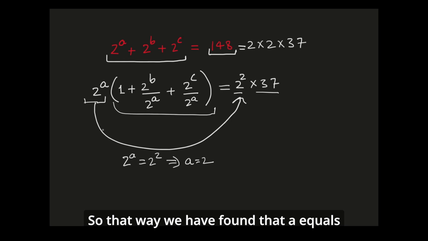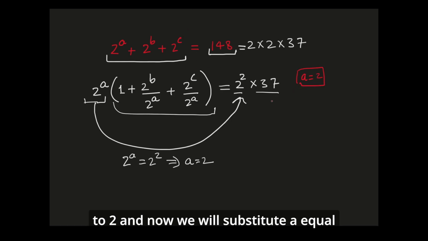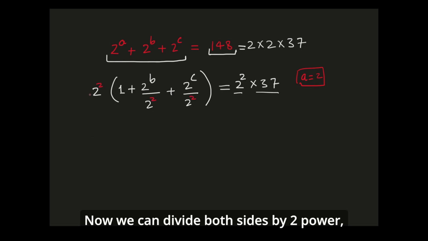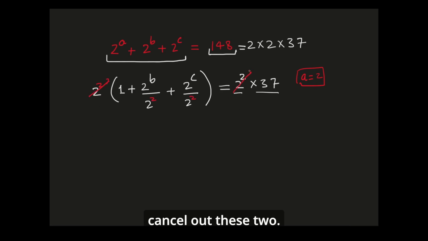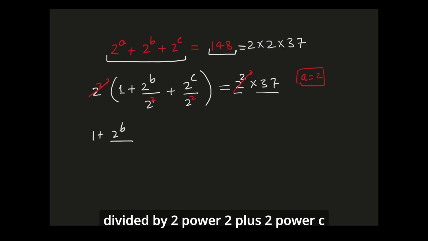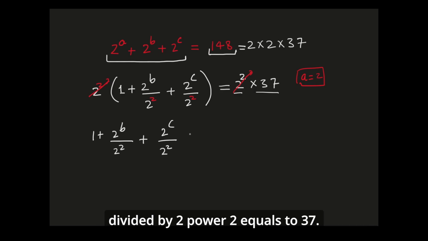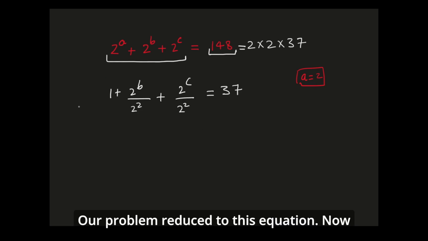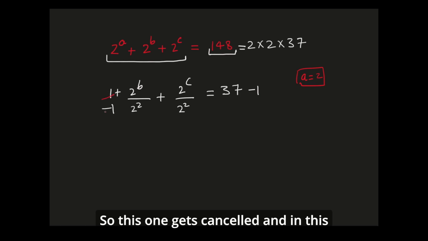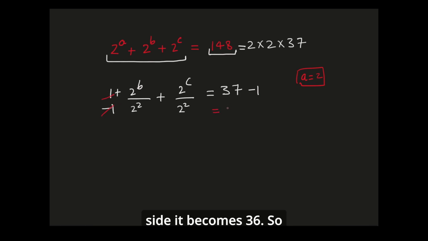So we have found that a equals 2, and now we will substitute a equal to 2 in the equation. Now we can divide both sides by 2 power 2 and cancel these out. The remaining equation is 2 power b divided by 2 power 2 plus 2 power c divided by 2 power 2 equals 37. Our problem is reduced to this equation. Now let's subtract 1 from both sides, so this one gets cancelled, and on this side it becomes 36.